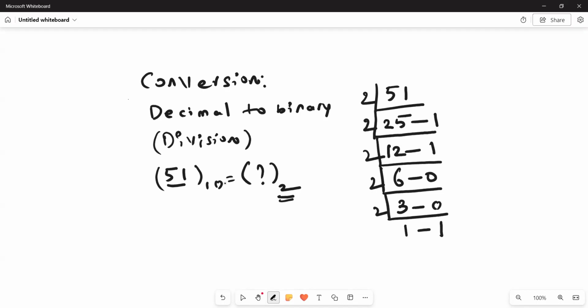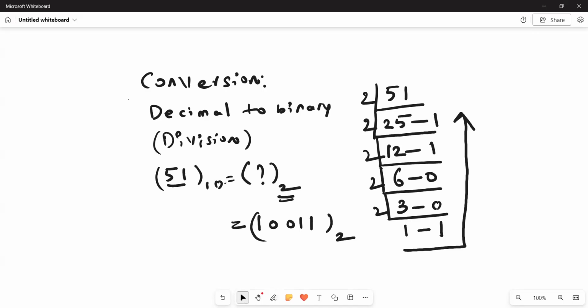You have to repeat the process until the number is less than 2. Okay, now we stop the process and write the remainders from bottom to top, including the quotient. So 1, 1, 0, 0, 1, 1. So what is the corresponding equivalent number? 110011 in binary. I think you understood this concept.